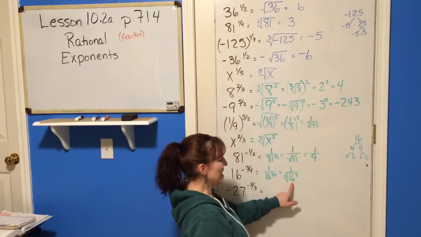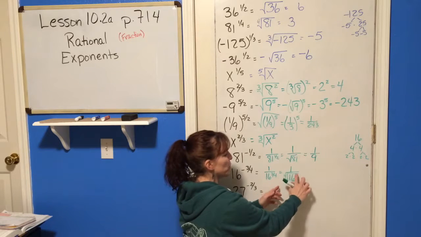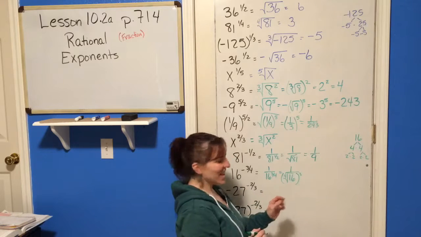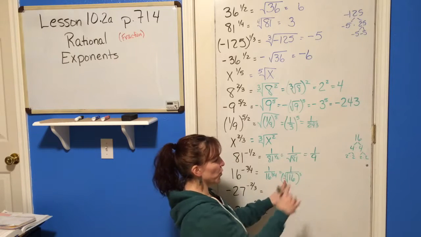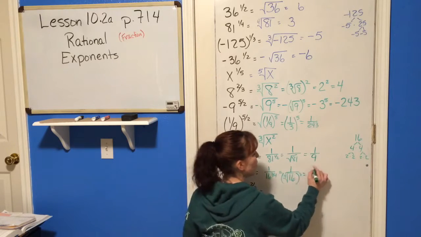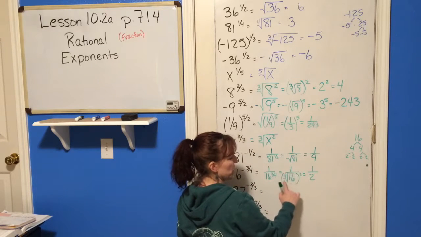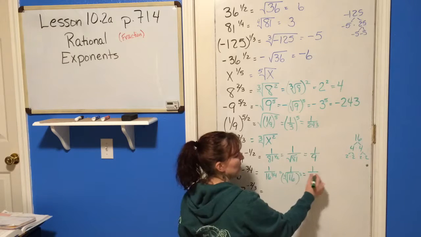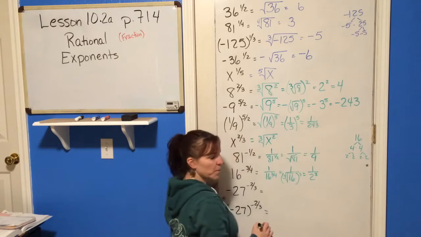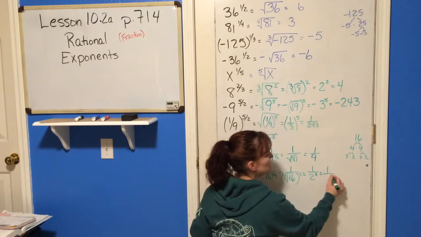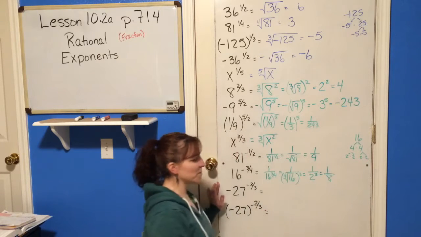So this 16 has a fourth root, so what we can do is take 16 to the fourth root, which is 2. So now I have 1 over 2. And I'm going to take that cubed. So now I simply take 2 cubed is 8, and 1 over 8 is my final answer.